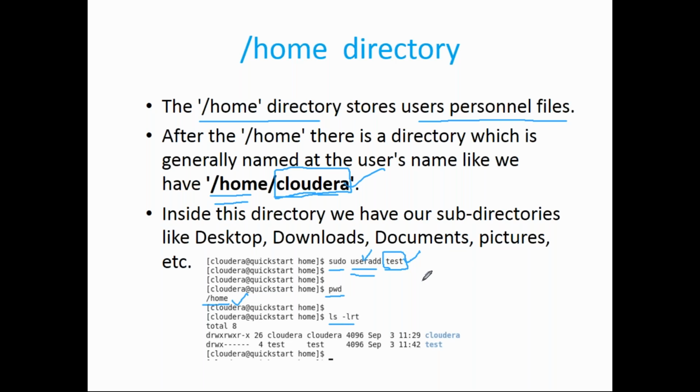If I just do ls -lrt after creating the test user, it actually created a directory under this path /home. So the point to take from this slide is that the default path for any user that is created will be under this path called /home. That's why you're seeing another folder called Cloudera, because by default this Cloudera user has been created along with the VM, and as we are creating this user called test, it actually created a folder under this path called /home. Got it?